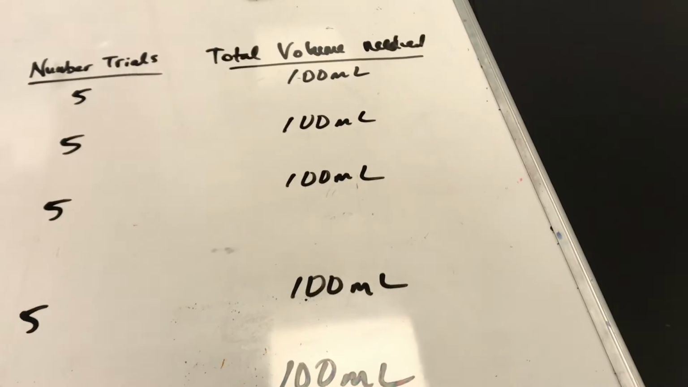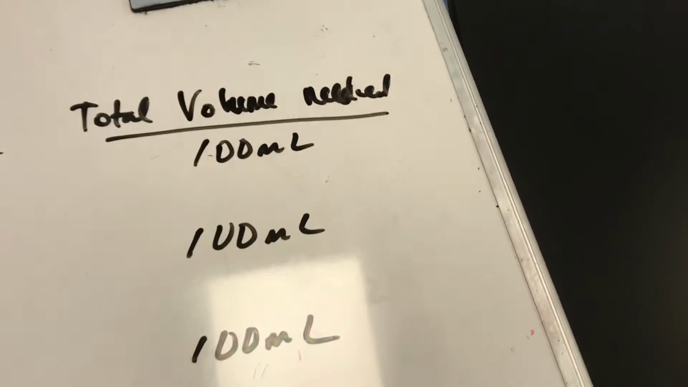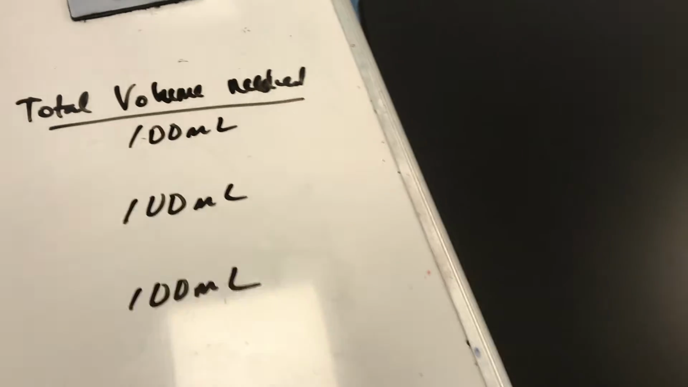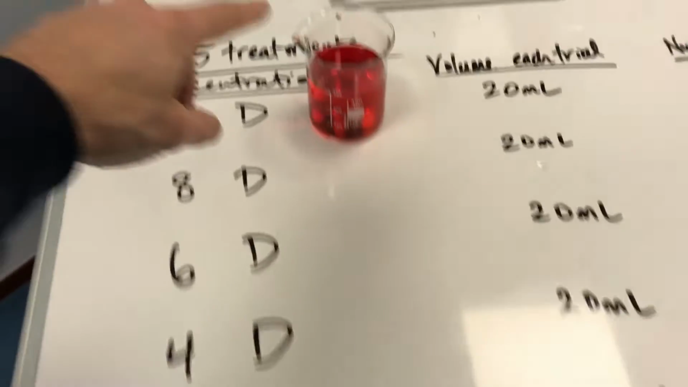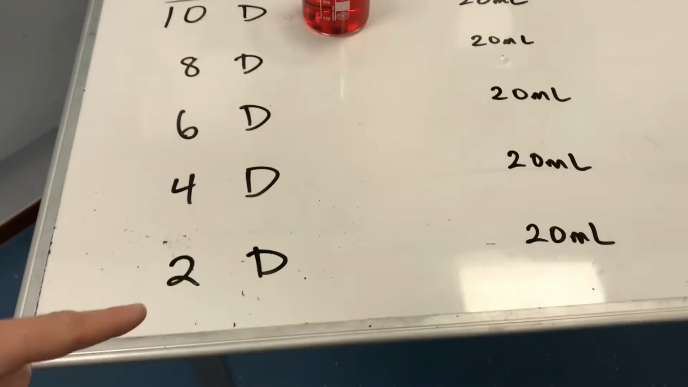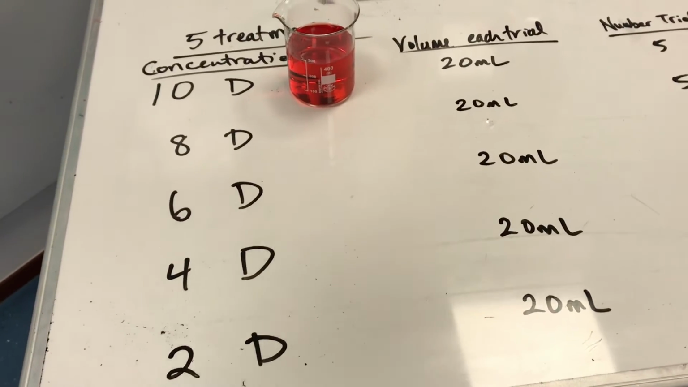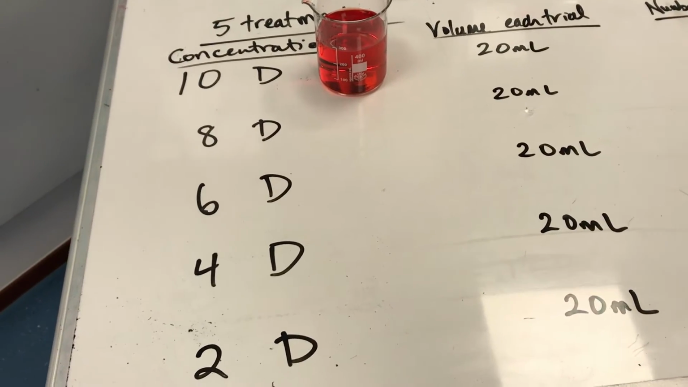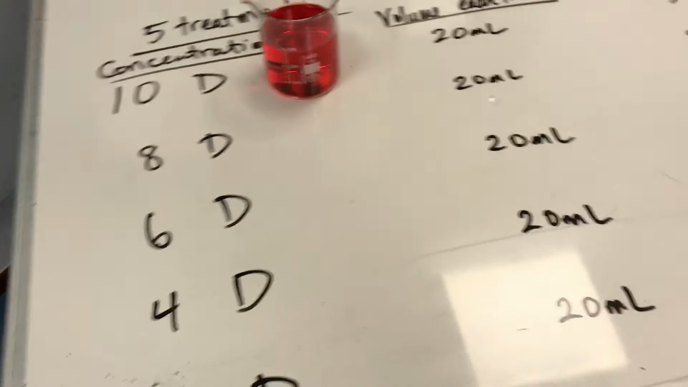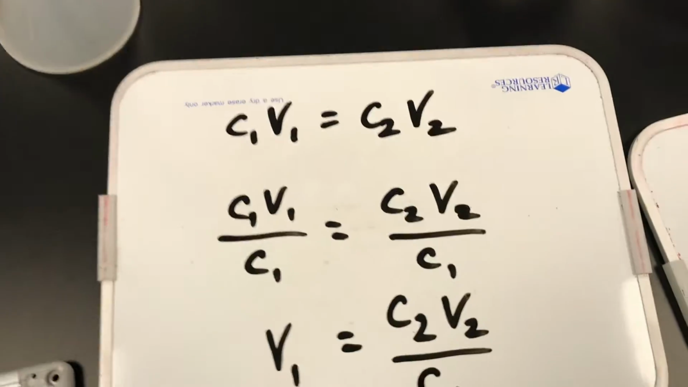So in my example, I am going to need to make 100 milliliters, and I'm going to do an example to make the 2D solution. So I'm starting with 10D, and I want to dilute it down to 2D. So I want to go from 10 to 2. So I want to decrease its concentration by a factor of 5. So how the heck do I do that? Well, there's an equation for dilution.